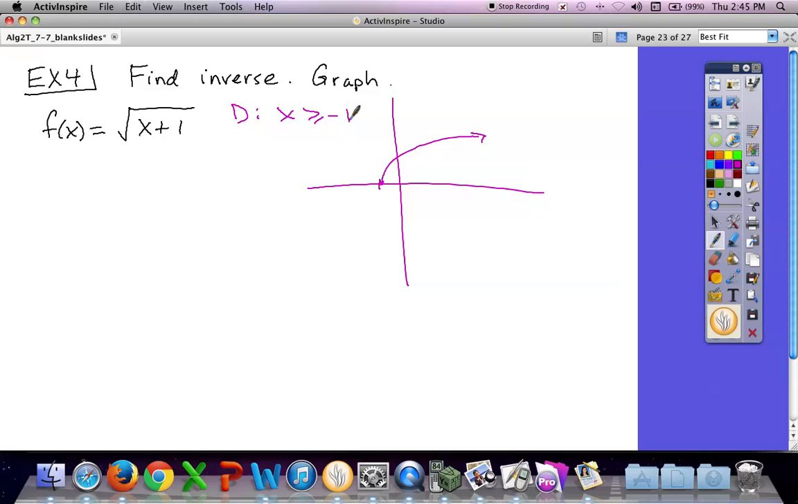What does it look like the range is? Its values start here, and they only go up. So y is, notice how I did the domain. So how would I do the range? Y is greater than or equal to 0, right? Y is 0 is on the x-axis. So you would say the range is y is greater than or equal to 0. So we keep that in our back pocket, and now we're going to find the inverse.